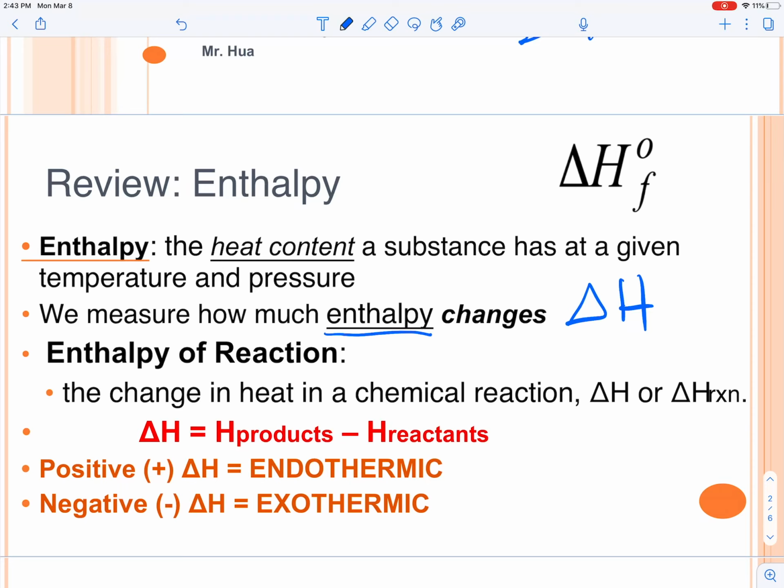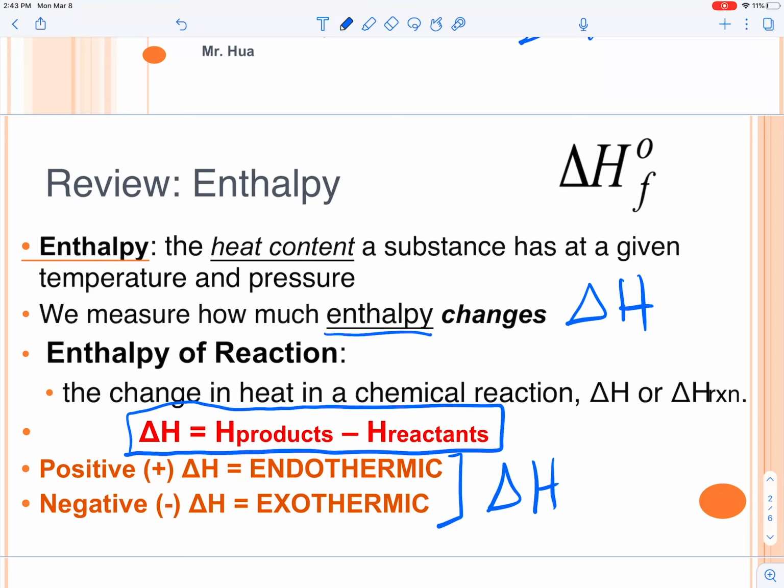Okay. We can calculate the change in heat by using this formula. Delta H equals the heat of our products minus the heat of our reactants. And so what does delta H tell us? Well, if it's positive, the reaction will be endothermic. And if we get a negative delta H, a negative number, then it tells us that a reaction is exothermic. Okay, so the heat of a reaction, is it gaining energy, endothermic, or is it losing energy, exothermic?